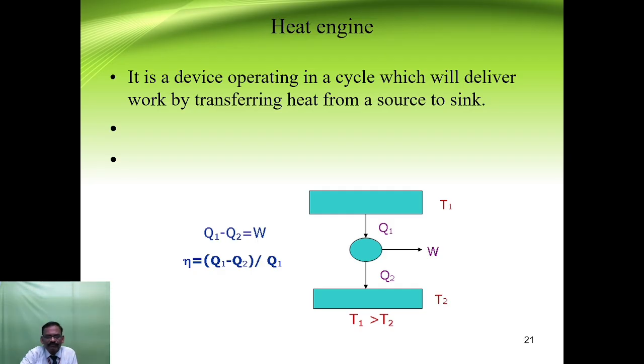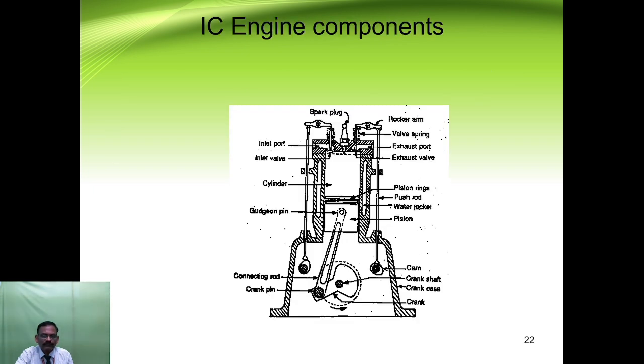From this diagram we say that Q1 minus Q2 is equal to W. That means the difference in heat transfer gives the net work delivered. And also the efficiency of a heat engine is nothing but output by input. Here what is the input given? Q1. What is the output? Work. So the work is Q1 minus Q2. So in general the efficiency of a heat engine is represented by Q1 minus Q2 divided by Q1.